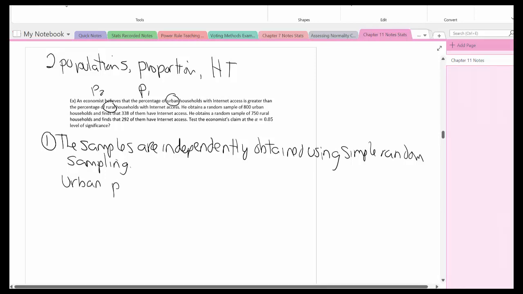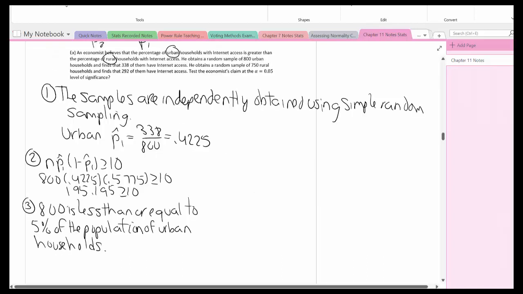urban. So p hat 1, that's going to be this. Now, let's write out the other conditions for urban. Okay, so we've got to check n times p hat 1 times 1 minus p hat 1 is greater than or equal to 10. So we know the n is 800, p hat is 0.4225 times 0.5775. That's about 195.195. Clearly, that's greater than or equal to 10. And then 800 is less than or equal to 5% of the population of urban households.